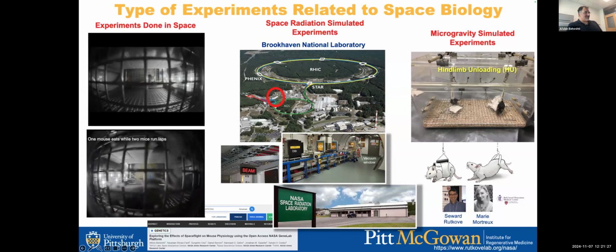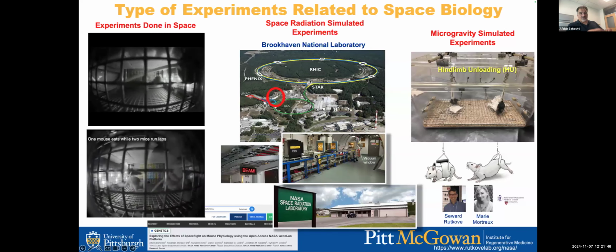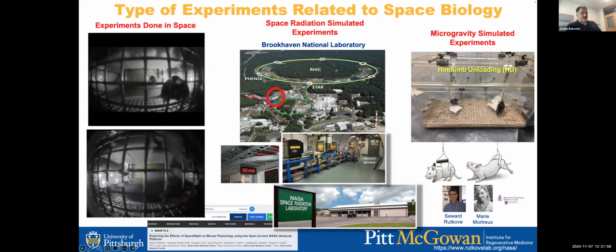Now, as I said, not everyone has a chance to launch things to space. You could go to a place called Brookhaven National Lab, a high energy physics collider on Long Island, New York. Back in the early 2000s, NASA set up a NASA Space Radiation Laboratory there, where in the high energy physics colliders you could produce heavy ions, from protons to iron particles. They set up the beam room, where you could put mice or cells or anything you want in front of the beam and expose them to the heavy ions and simulate the space radiation you might get in space. So that's one way of doing simulated experiments on the ground.